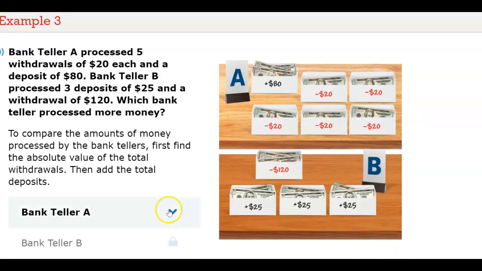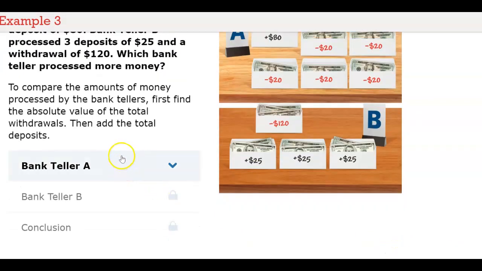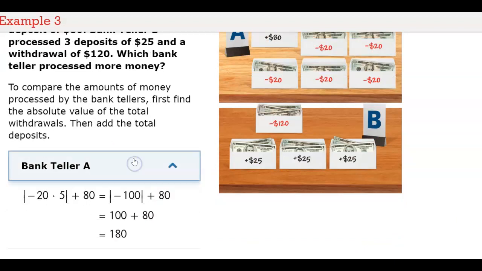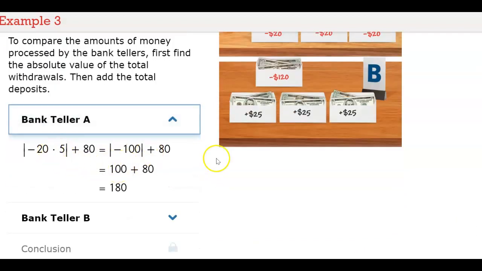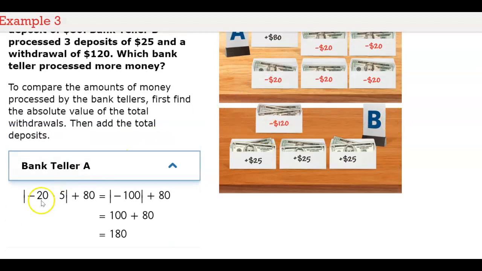So we look at bank teller A, and we're going to compare the amounts. So for bank teller A, it shows us -20 times 5, because there are 5 withdrawals he made of $20. So that's -20 times 5 in absolute value bars, because they only want to know the total money, not whether it's negative or positive, just the total money. So they use the absolute value to get just the value.